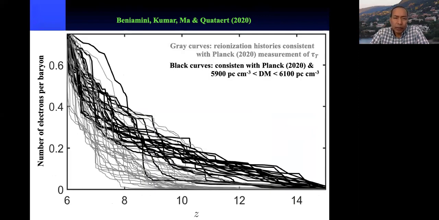This is same thing showing in the terms of an ensemble of reionization histories. So each curve that you see is one particular reionization history of the universe, right? And the gray curves are all different reionization histories consistent with the Planck 2020 data. The black curves are consistent with the Planck data, and furthermore constrained by the DM max of the FRBs when we see it.